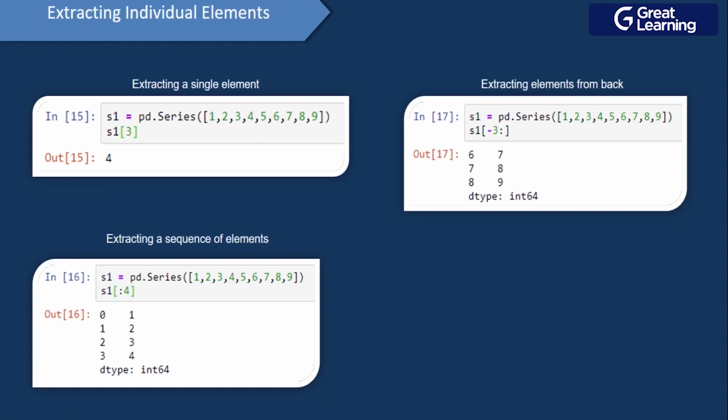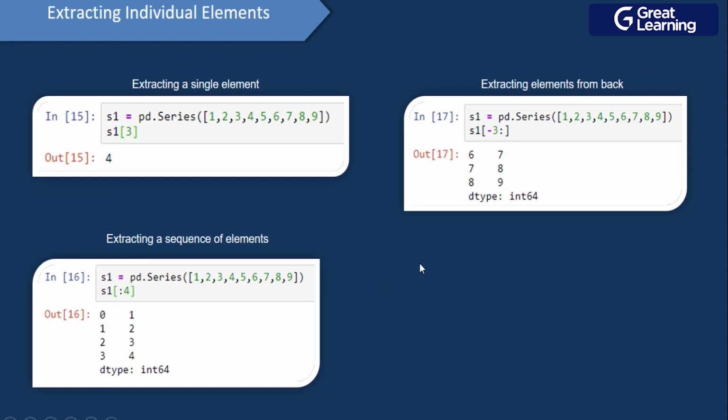And if I want to extract a sequence of elements over here, so if I want the first 4 elements, then I'll have S1 colon 4. This would mean that I am extracting all of the elements starting from index number 0 going on till index number 4. And since 4 is exclusive, that is why we will only have till index number 3. So we'll have index number 1 going on till index number 3.